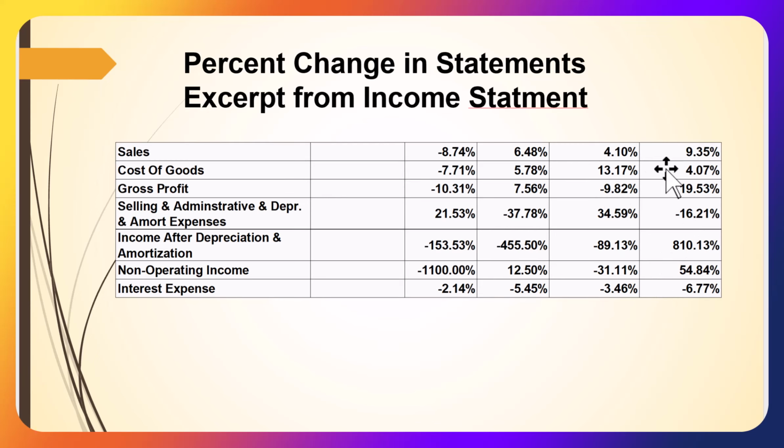Well, what about sales? Sales actually increased by 9.35%. The cost of goods sold actually went down. So we're selling more stuff at a cheaper price, which must mean what? Gross profit increased substantially. Likewise with interest expense. We're seeing that every year interest expense has been decreasing because we're paying off the debt of the company.